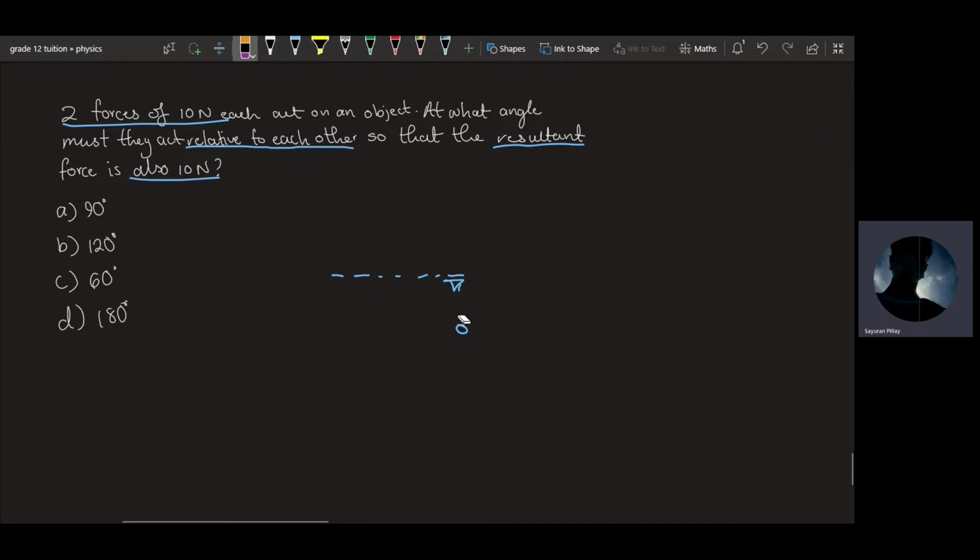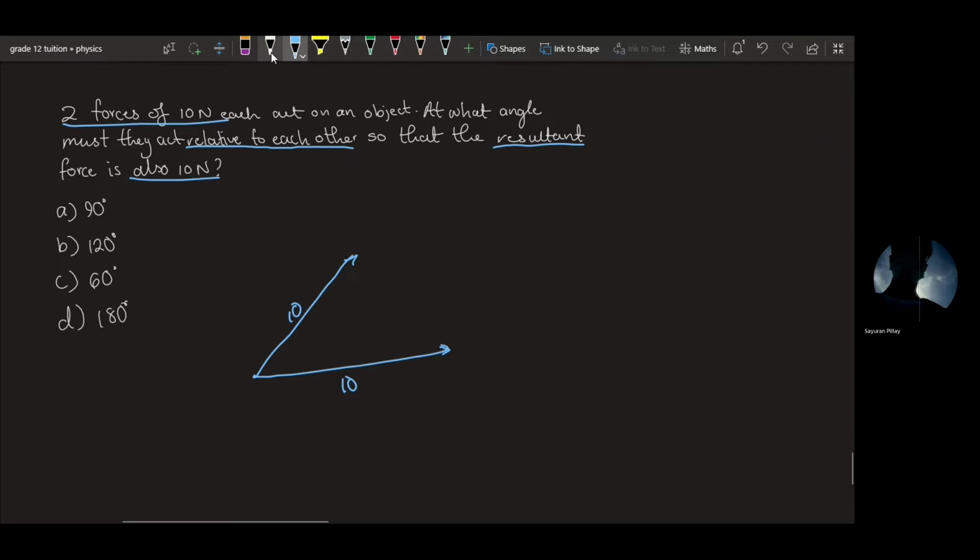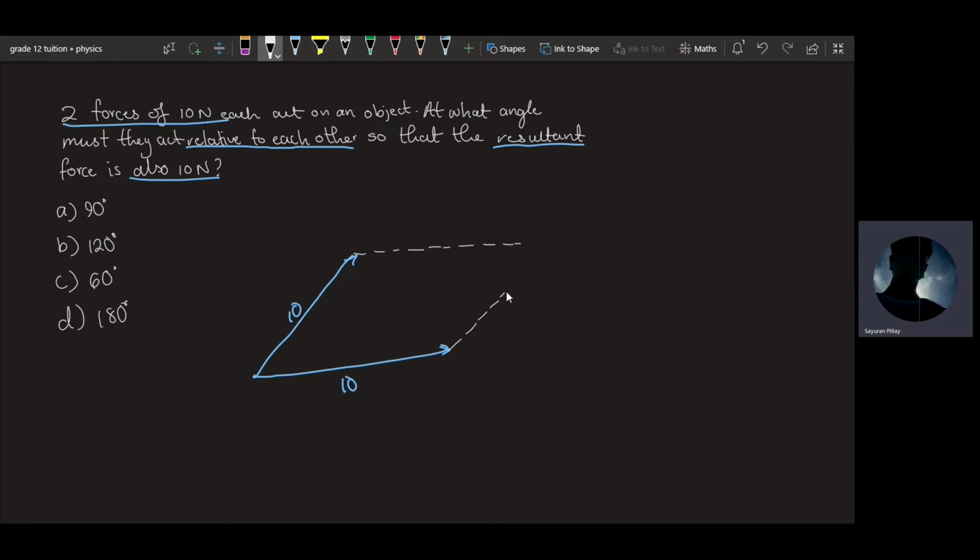Now, how do we apply it here? So we know that two forces are acting relative to each other at a certain angle that we don't yet know. So I'm just going to draw in two random forces, okay? I know what they are, I don't know what the resultant is yet, 10 newtons. So I'm going to do what we normally do, which is complete the parallelogram of forces. It'll be something like that, and then like that. That's the parallelogram complete. Now I'm going to draw in my diagonal.